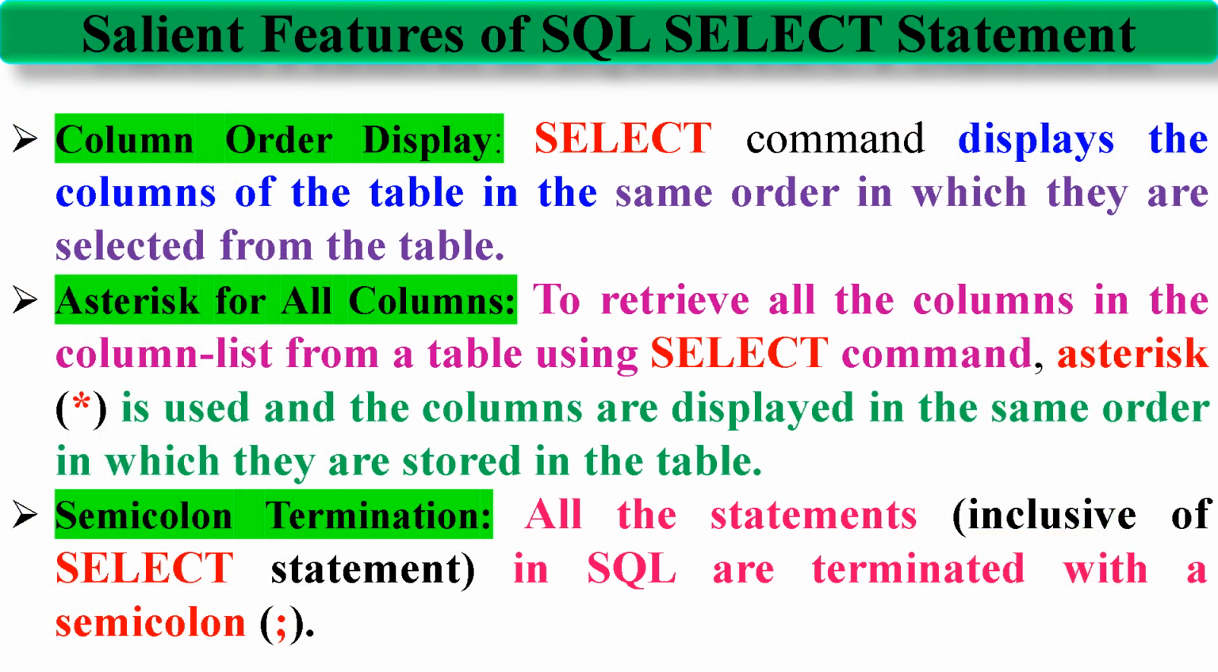Let's see salient features of SQL SELECT statement. Column order display. Select command displays the columns of the table in the same order in which they are selected from the table. Asterisk for all columns. To retrieve all the columns in the column list from a table using select command, asterisk, star symbol, is used and the columns are displayed in the same order in which they are stored in the table. Semicolon termination. All the statements, inclusive of select statement, in SQL are terminated with a semicolon. Use of semicolon is dependent on the version in use.